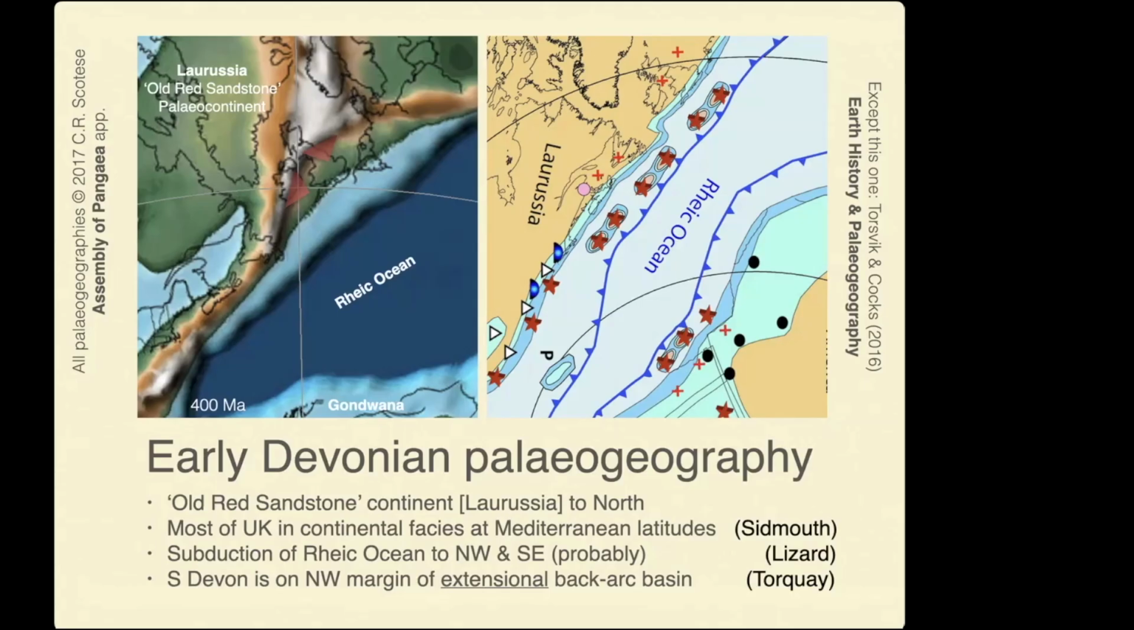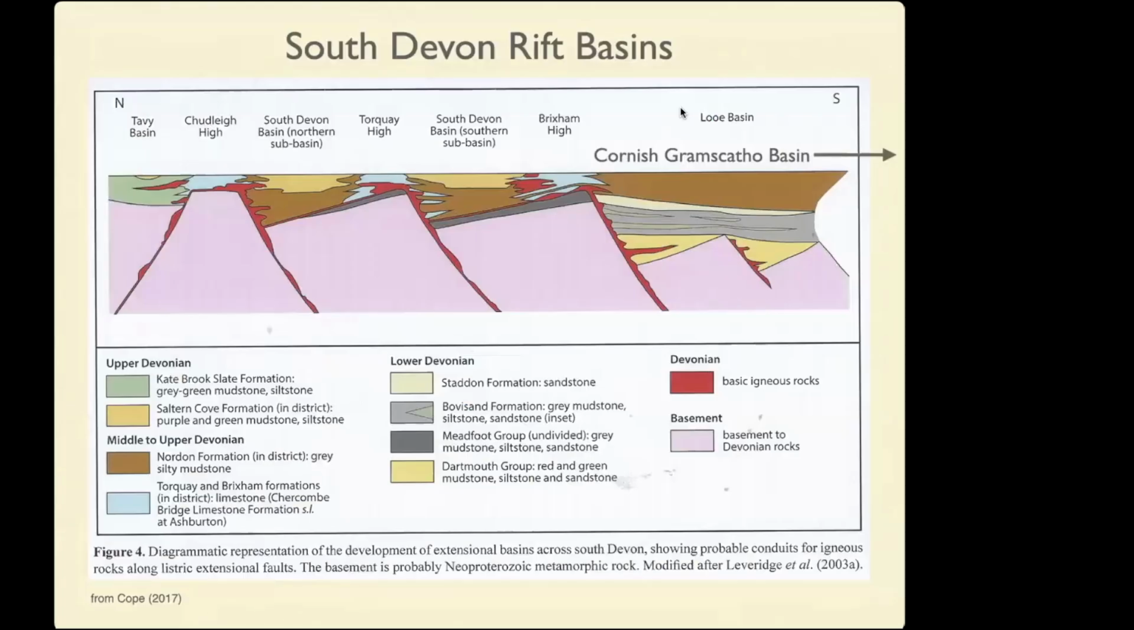But in the Devonian, there was probably subduction going on along here and probably in the other direction as well. But Southwest England, which is there, was basically within an extensional back arc basin behind this subduction front here. So in the Devonian, this was extensional before it all collided. So these are the rift basins, extensional rifts moving on, and we've talked about this before.